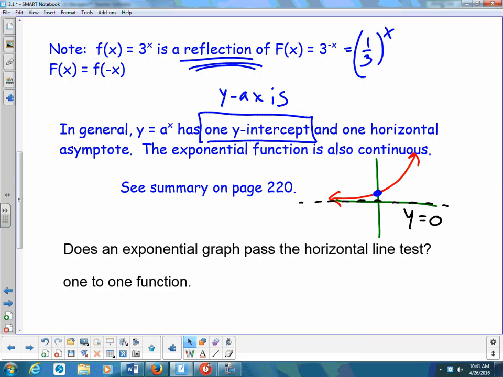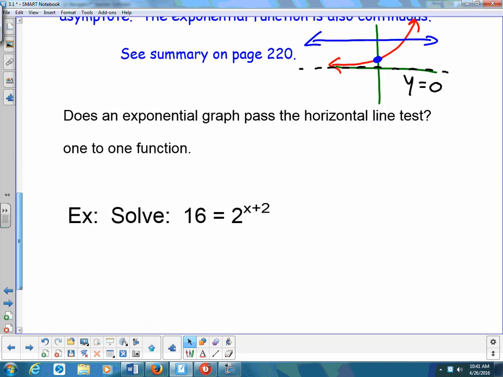All right. Does an exponential graph pass the horizontal line test? Sure. Any horizontal line I draw will go through the exponential function, whether it's an exponential growth or decay, in at most one point, which means that exponential functions, their inverses will also be functions. All right, and it's a one-to-one function.